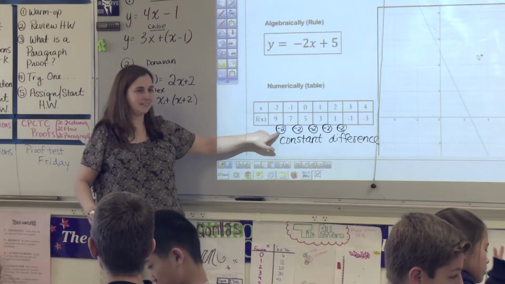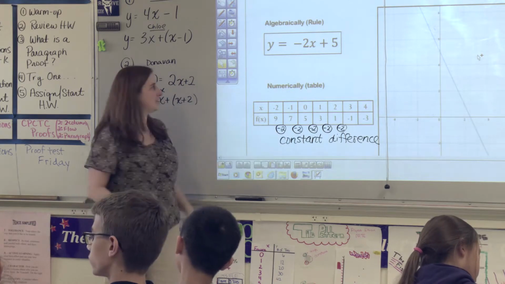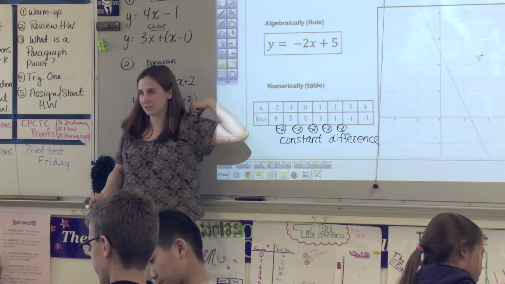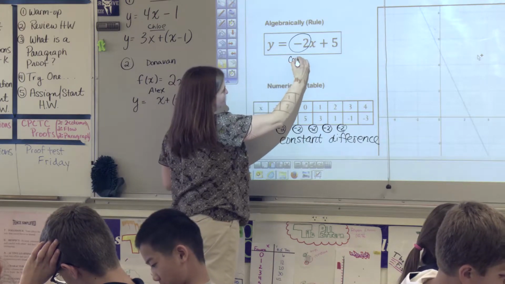7 minus 9 is negative 2. 5 minus 7 is negative 2. Finding that constant difference. And what part of the equation is a constant difference? The coefficient of x. The coefficient. This right here is our constant difference.